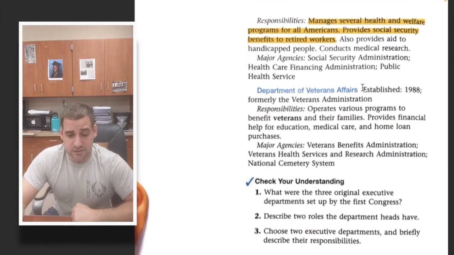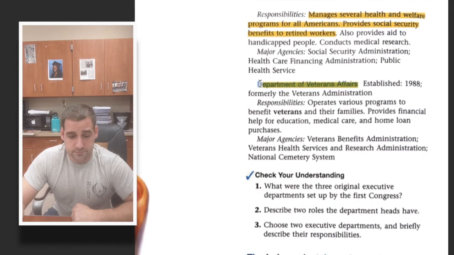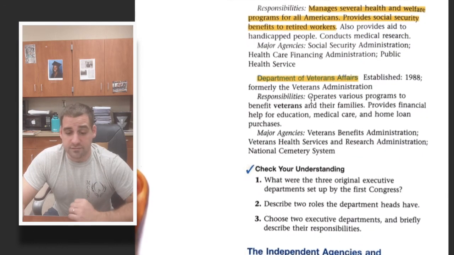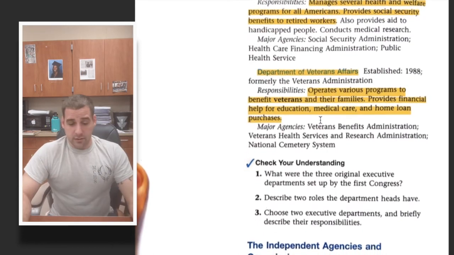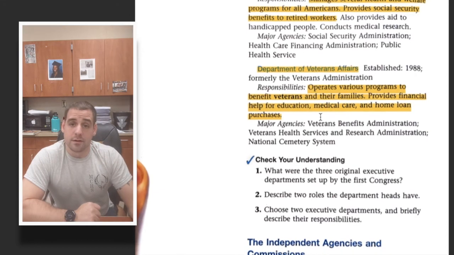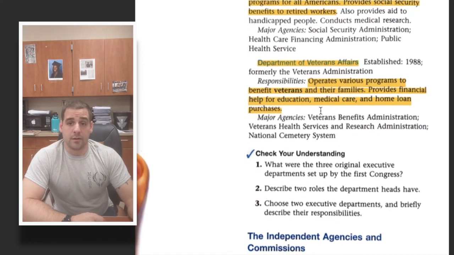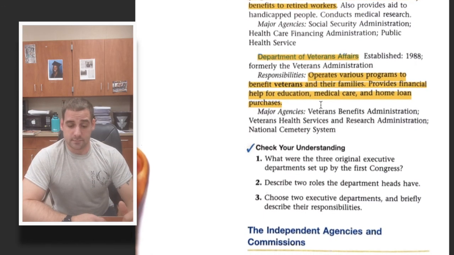And the last one for today is the Department of Veteran Affairs. They operate many different programs to try to benefit veterans and their families. I don't know if you guys are aware, but for people who spend an extended time in the military, once they get out, there's multiple programs set up to try to help them either go to college or buy a home or get the medical care that they need.